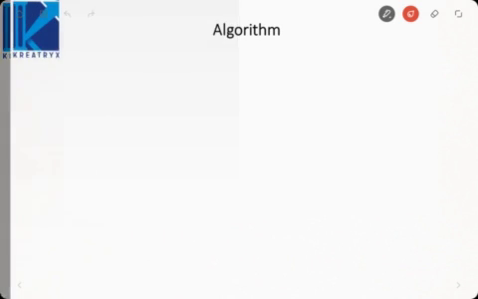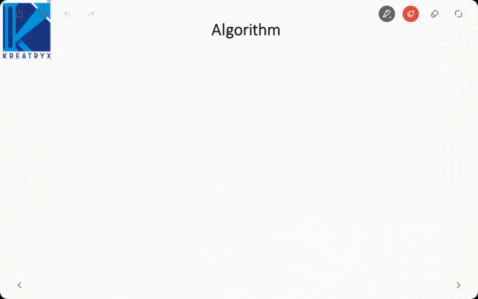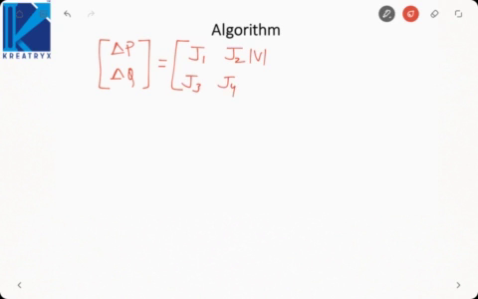Okay. So now what is the algorithm that we will use? First of all, we have calculated all the terms. So what we can write is delta P, delta Q is actually, we can write like this, J1 J2 mod V, J3 J4 mod V. Why am I multiplying it by mod V?